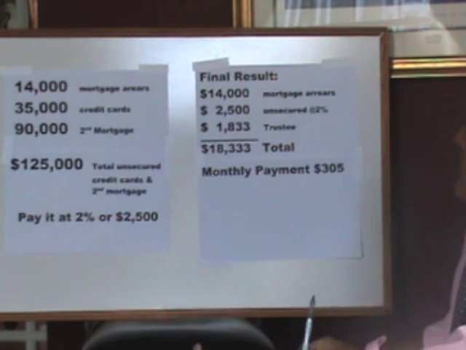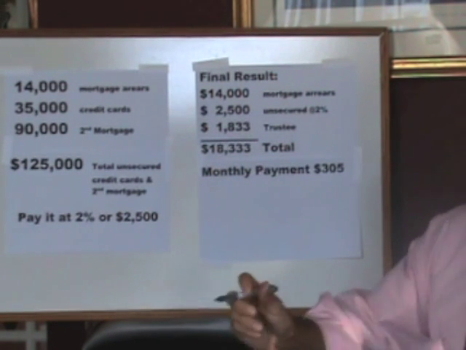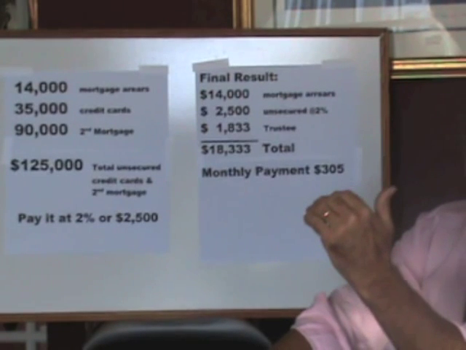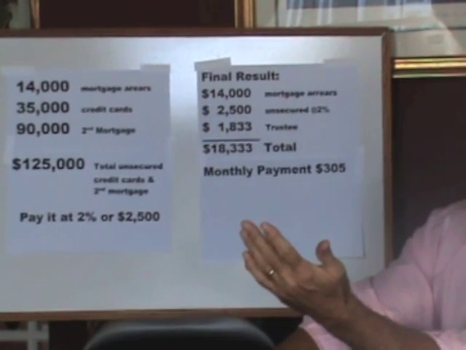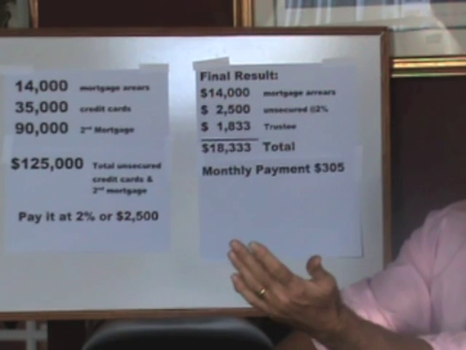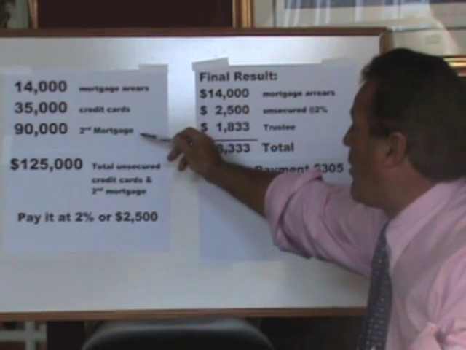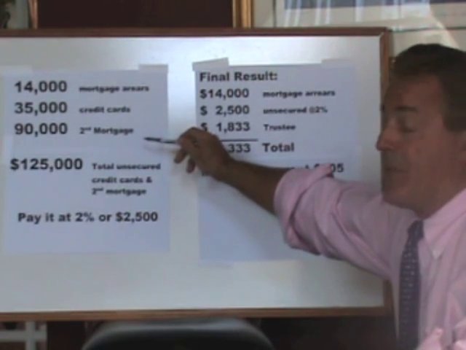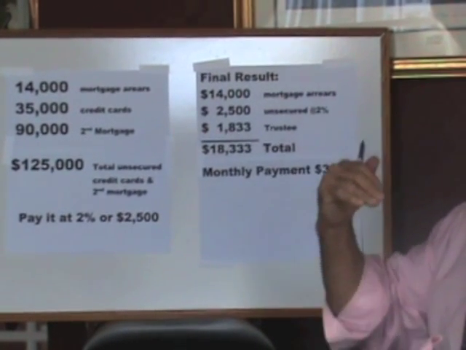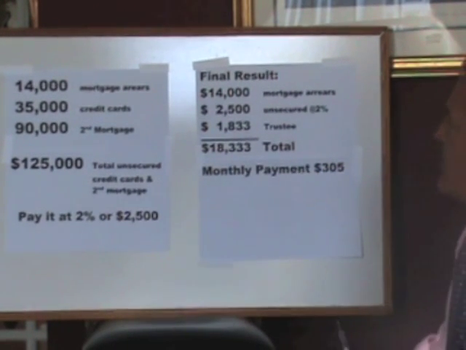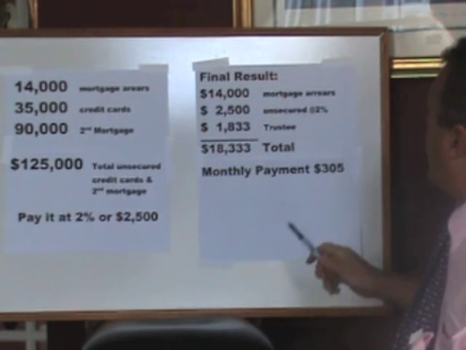Now, the second mortgage is included as an unsecured debt because the house was underwater. In other words, the house was not worth more than the first mortgage. So the second mortgage of $90,000 becomes unsecured. We treat it the same way we treat credit card debt. And this is a big loan. This is almost $1,000 a month for these people to pay every month. And because, again, the house isn't worth more than the first mortgage, the second mortgage is unsecured like the credit cards, totals $125,000, and we paid $2,500.